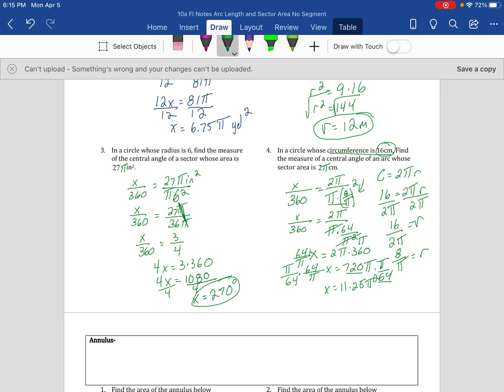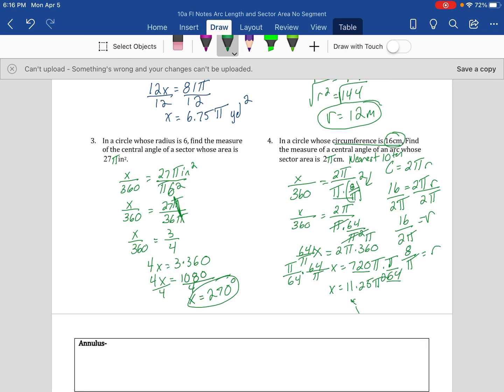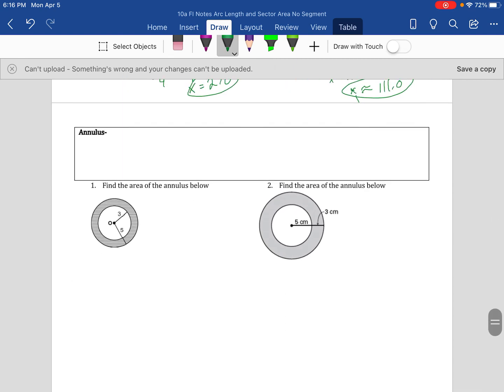But this is actually one of those problems where you're going to put it in the calculator. So you're going to round to the nearest tenth. So if you round it to the nearest tenth, it is approximately 111.0 degrees. And that's the answer to that one.